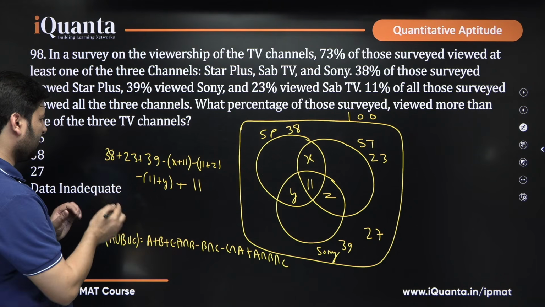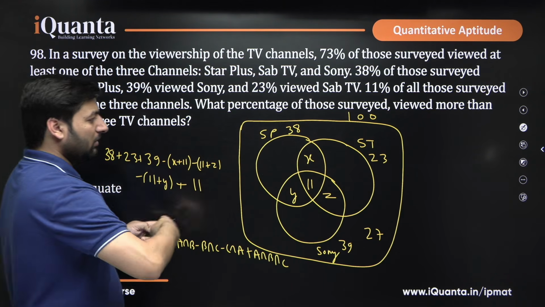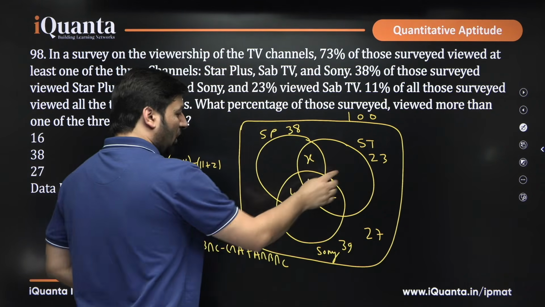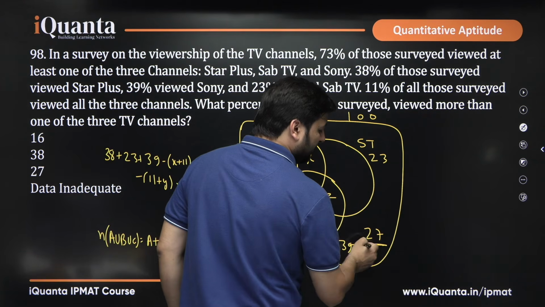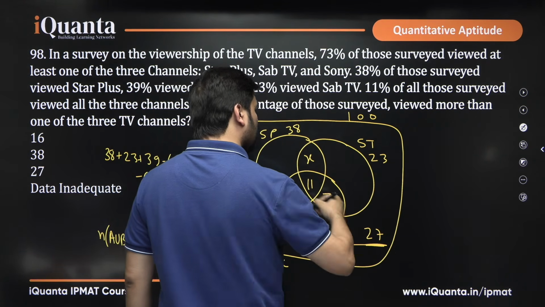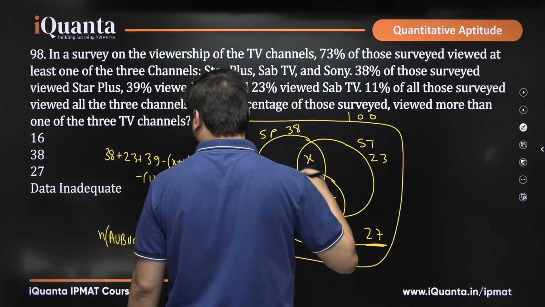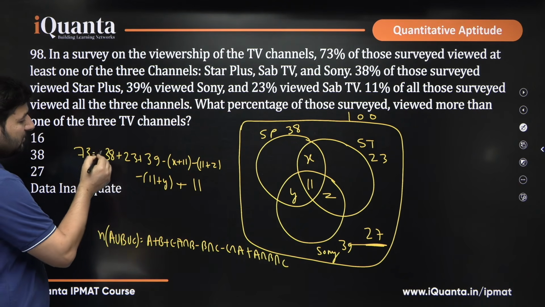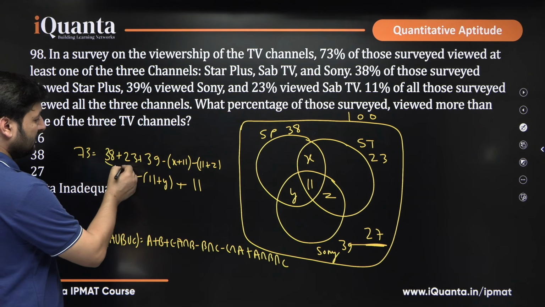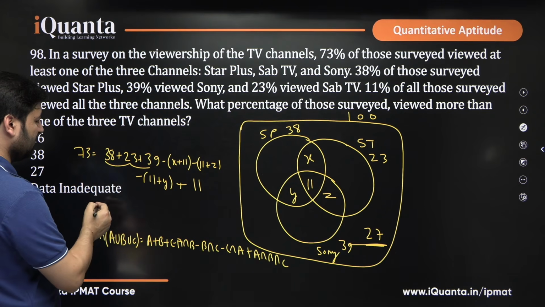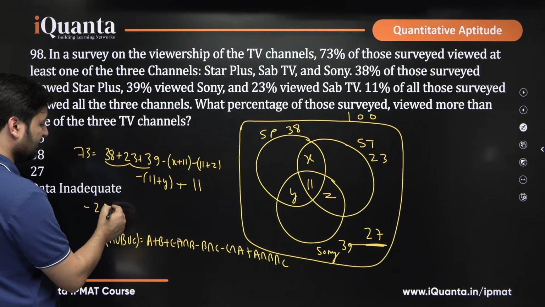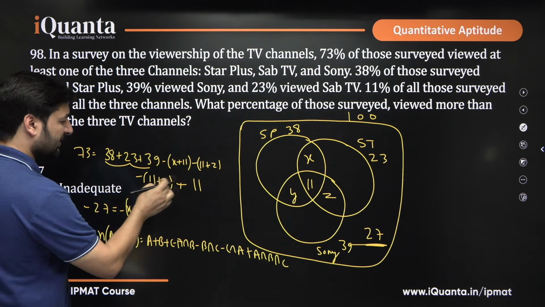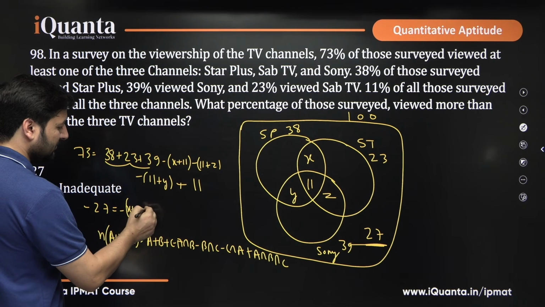What do you get from here? And this total, I mean this entire A union B union C, it is equal to how much? 27% people were not surveyed. So, sum of entire will be equal to 73% people were surveyed. So, this should be equal to 73. What do you get? 61, 100, if it comes here we get minus 27, and that is equal to minus x, see minus x minus y minus z. So, minus x plus y plus z, okay.